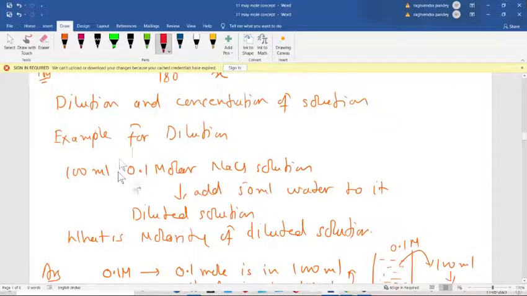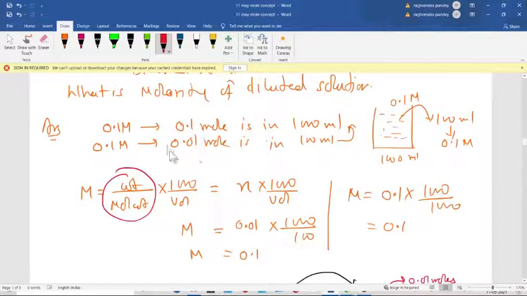So let's go back to our question. 100 ml 0.1 molar solution. So in that 100 ml we have 0.01 moles. Why should molarity change? Molarity is the number of moles per liter, so from this perspective you have to see how much is in the 1000 ml.